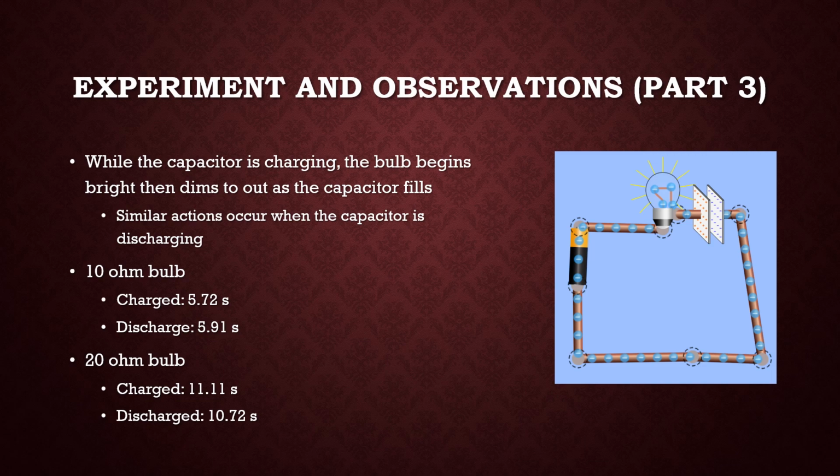We notice that while the capacitor is charging, the bulb begins bright and then dims out as the capacitor fills. A very similar thing occurs when the capacitor is discharging. We see that the 10 ohm bulb setup charges in 5.72 seconds and discharges in 5.91 seconds, while the 20 ohm bulb charges in 11.11 seconds and discharges in 10.72 seconds.